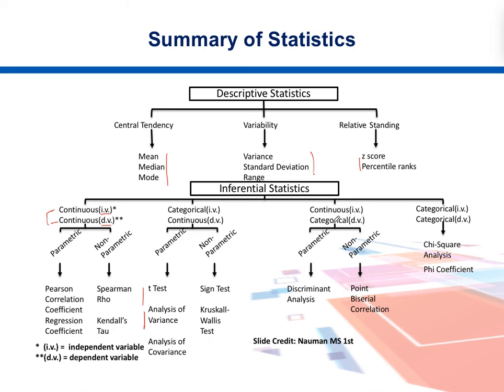Where the independent variable is continuous and the dependent variable is categorical, in the parametric case it's discriminant analysis, and non-parametric is point-biserial correlation. And if both are categorical, we do chi-squares, we covered that. And there is also a phi coefficient, which we did not cover.